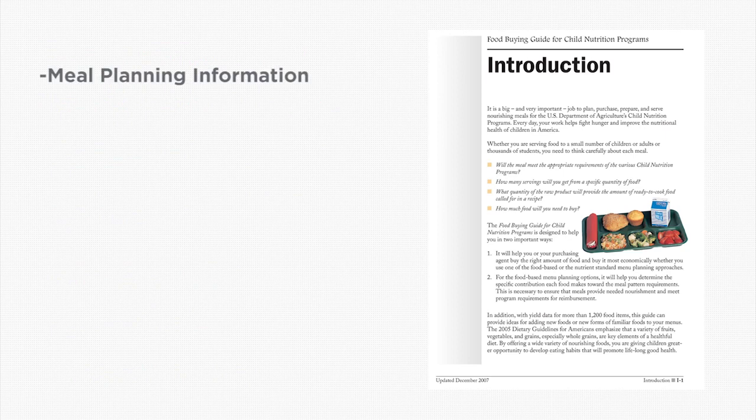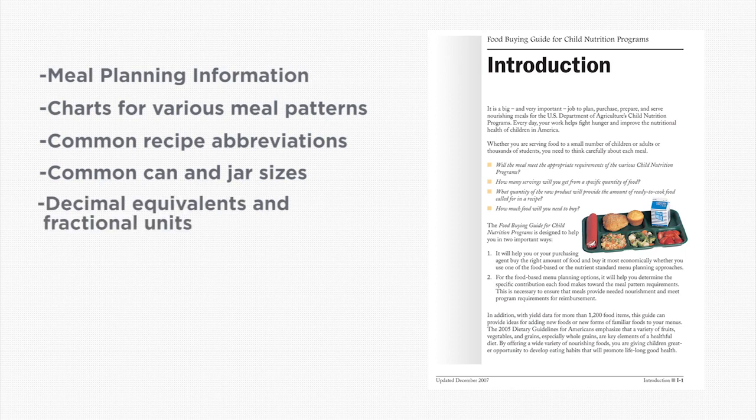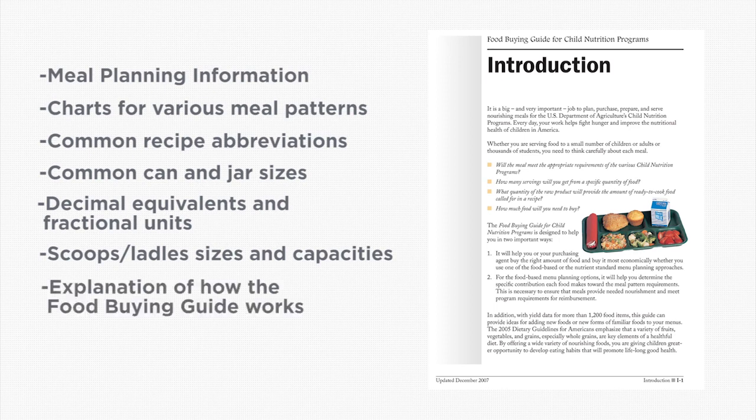In the introduction, you will find a tremendous amount of information for planning your school meals. There are charts for the various meal patterns, a list of common recipe and food service abbreviations, common can and jar sizes used in child nutrition programs, decimal equivalents and fractional units used in standardized recipes, an explanation of the different scoops and ladle sizes and their capacities for serving the right portions for the various grade levels, and a full explanation of how the Food Buying Guide works.